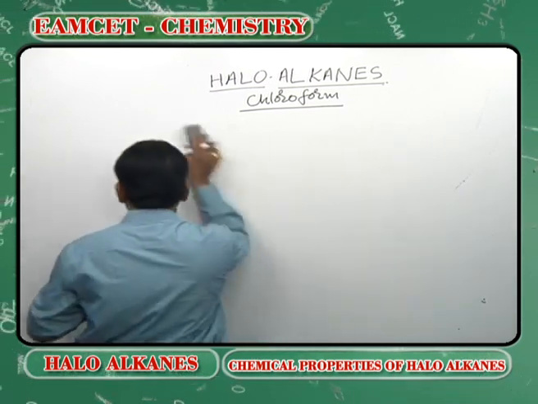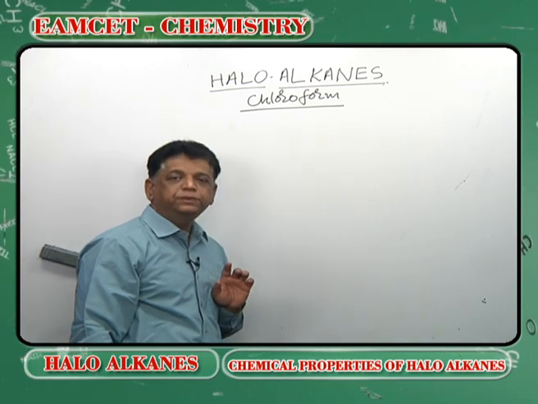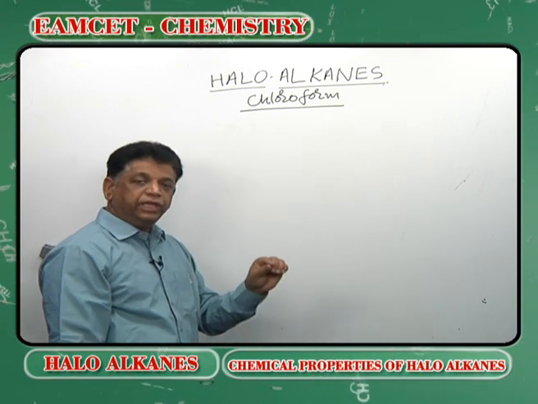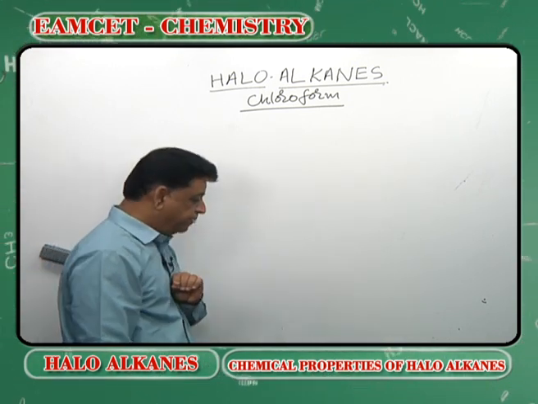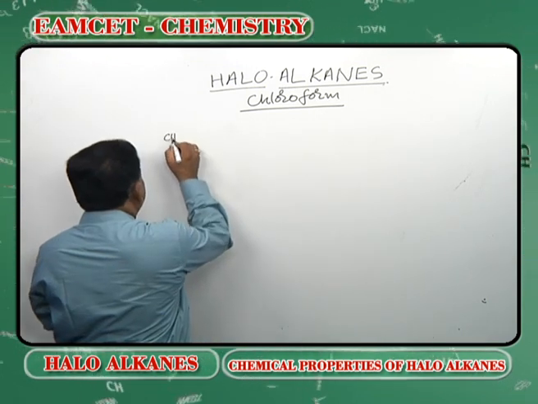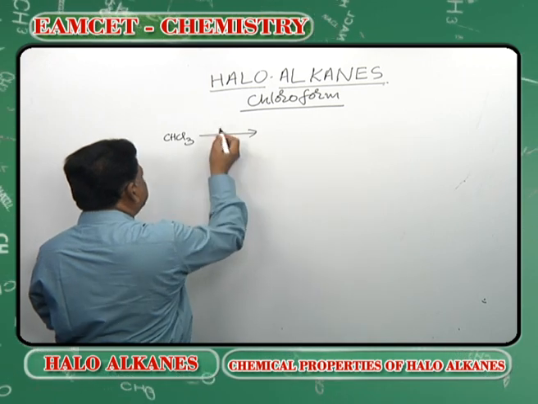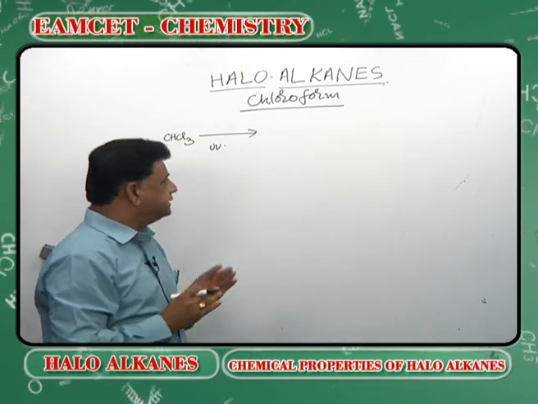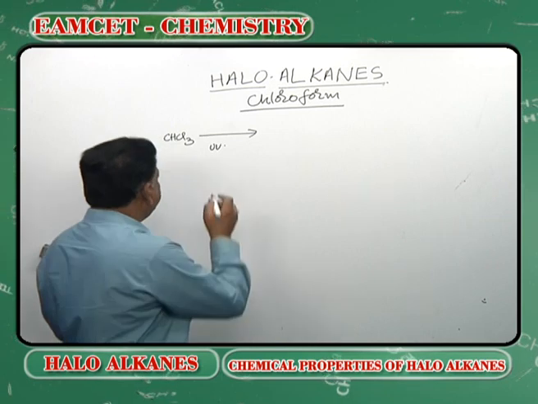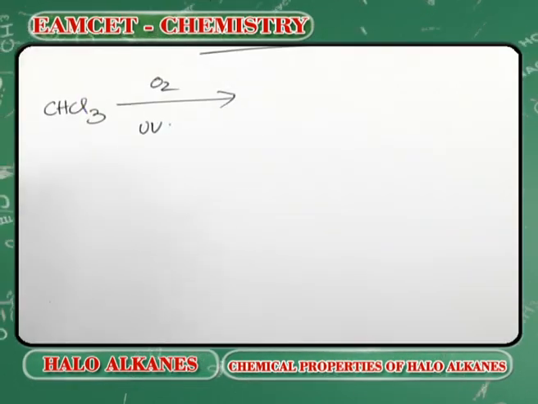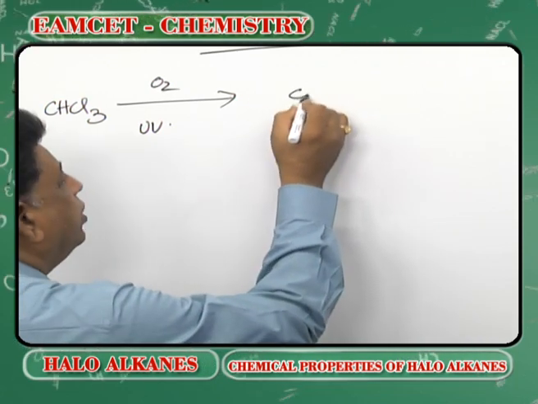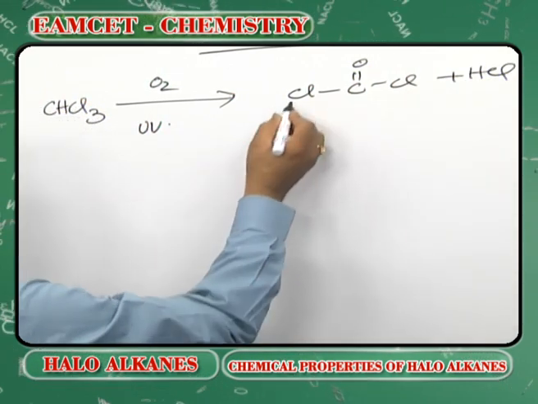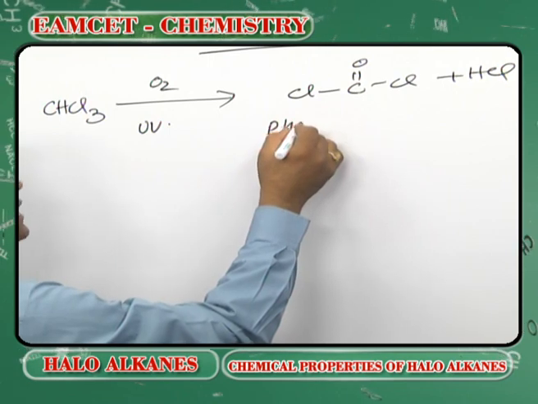Chloroform is used commercially in hospitals as an anesthetic agent. So before giving it, they check whether it is pure or not. Why they check: chloroform on long standing, not quickly, however, catalyzed by UV light. If you keep a half filled bottle aside, slowly the light catalyzes, and the oxygen which is there will slowly react. It is not a fast reaction, however, after 3-4 days it slowly reacts and becomes Cl2C=O and HCl is formed. This is called a dichlorocarbonyl compound, commonly known as phosgene.